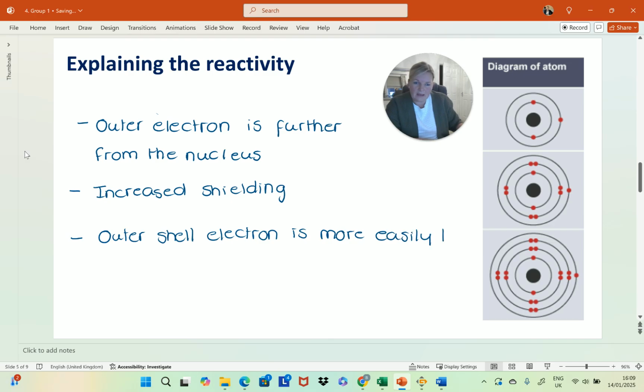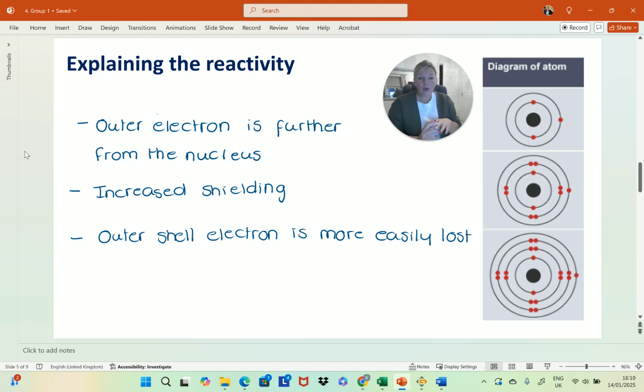Okay, and this works for whatever examples the question is asking. Why is sodium more reactive than lithium? Because the outer electron is further from the nucleus, it has increased shielding, and therefore the outer shell electron is more easily lost. Why is potassium more reactive than sodium? Because the outer electron is further from the nucleus, we have increased shielding, and therefore the outer electron is more easily lost.